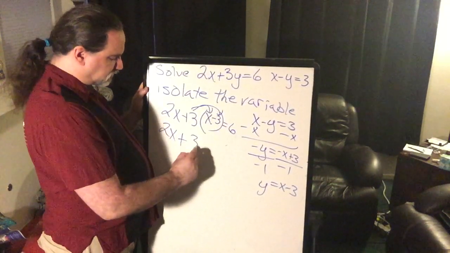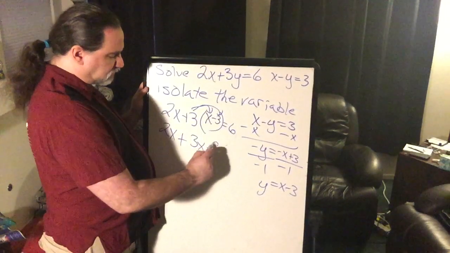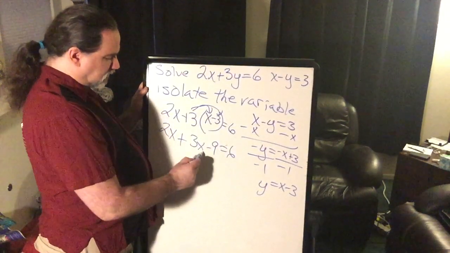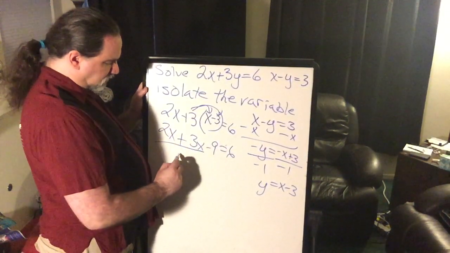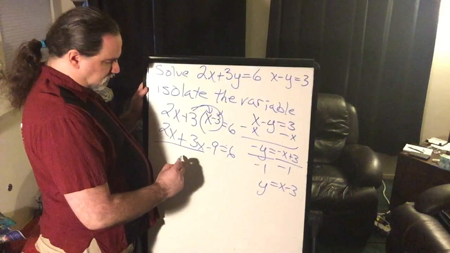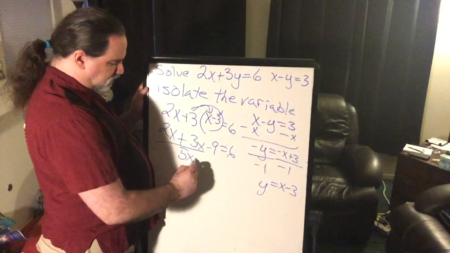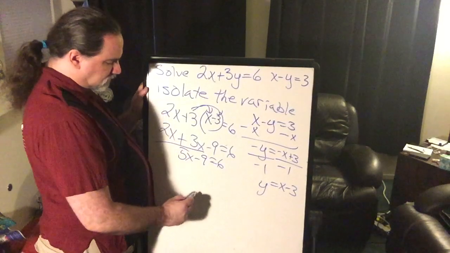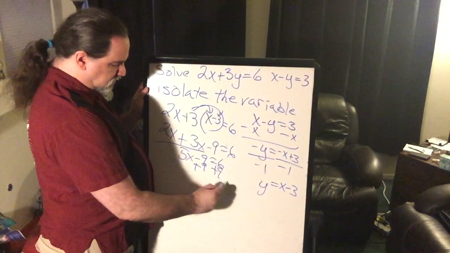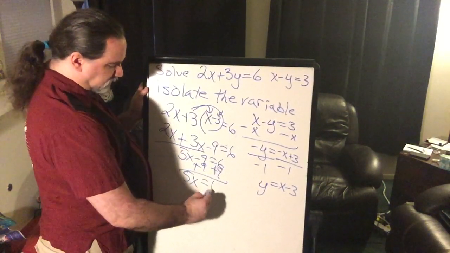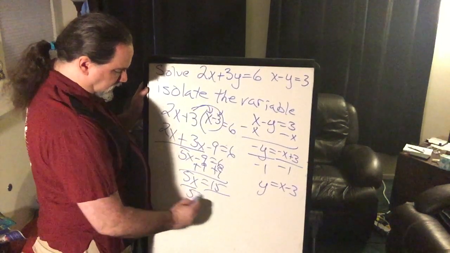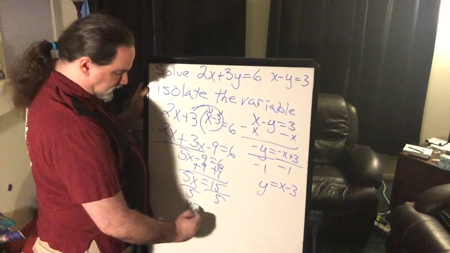3 times x is 3x. 3 times -3 would be -9. Combining my like terms here is 5x minus 9 equals 6. Add 9 to both sides: 5x equals 15. And dividing by 5, x equals 3.